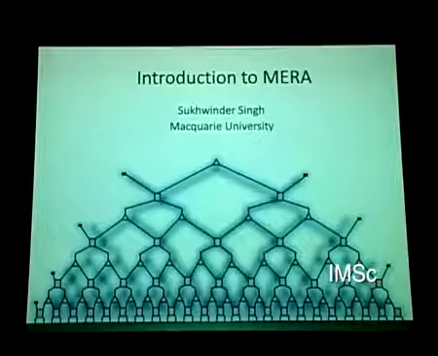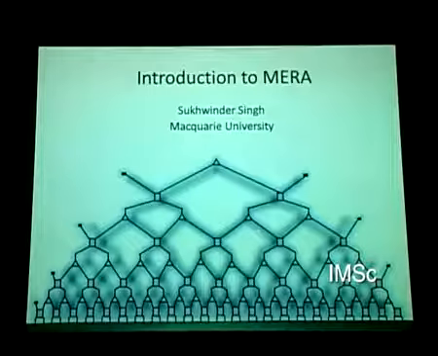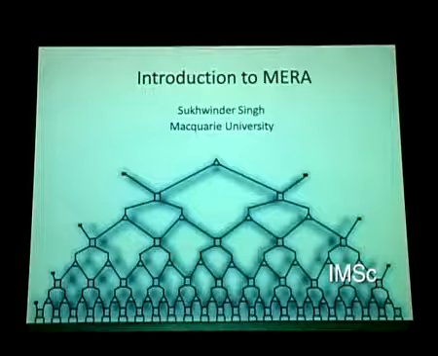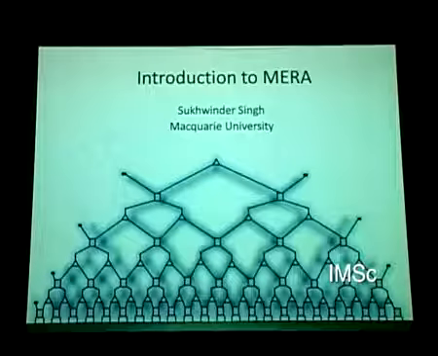So today I'm going to talk about this structure here and argue pretty much along similar lines that this structure is a natural description for ground states of critical Hamiltonians. And so I'm going to show that just from the structural properties of this network, you can derive the scaling of entanglement and correlations that you expect to see in ground states of critical Hamiltonians.